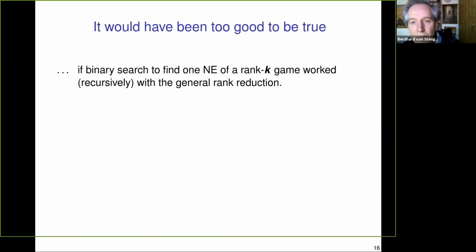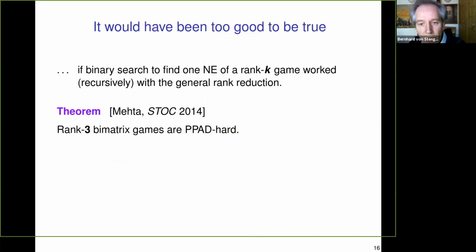And in fact, in retrospect, it would have been too good to be true if this had been true for games of arbitrary rank, because Ruta, my co-author, proved already that rank 3 bimatrix games are PPAD hard. So you would have found a polynomial time algorithm for rank 3 games, and together with PPAD hardness, that would have been a sensational result, unlikely to be true.